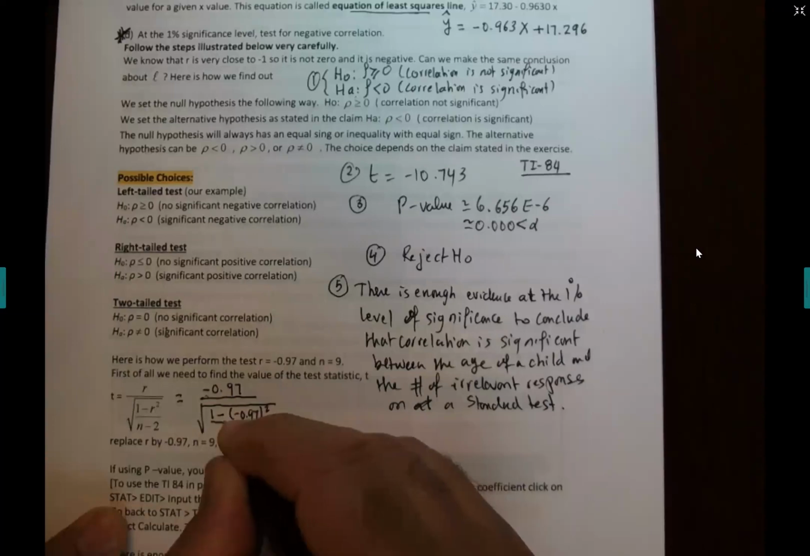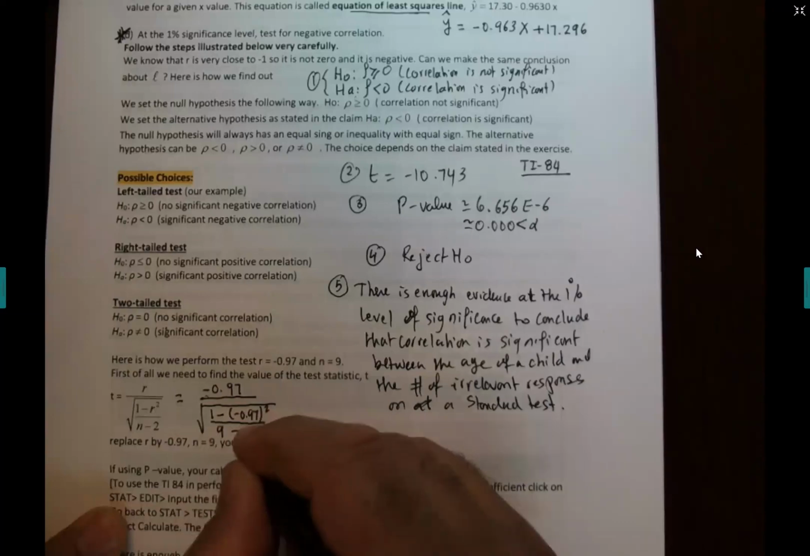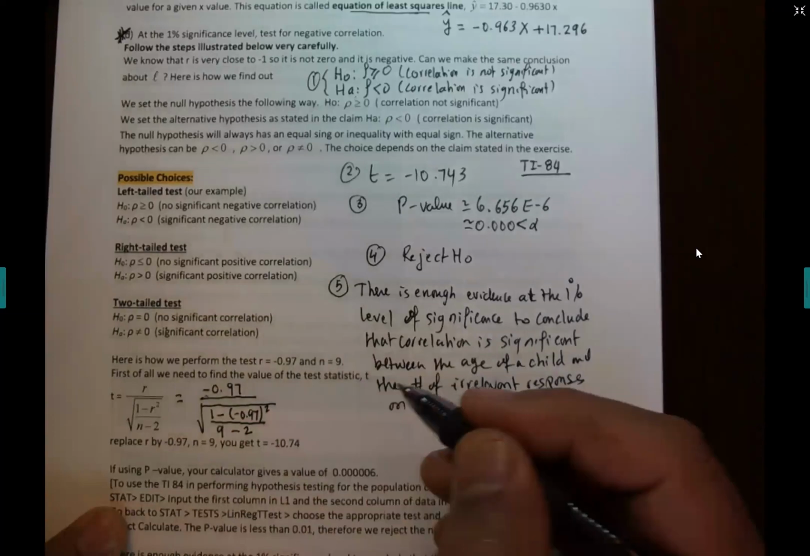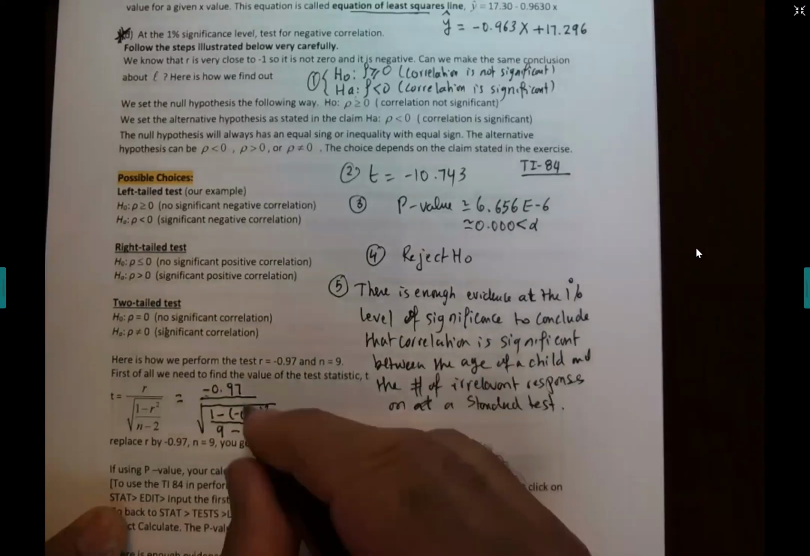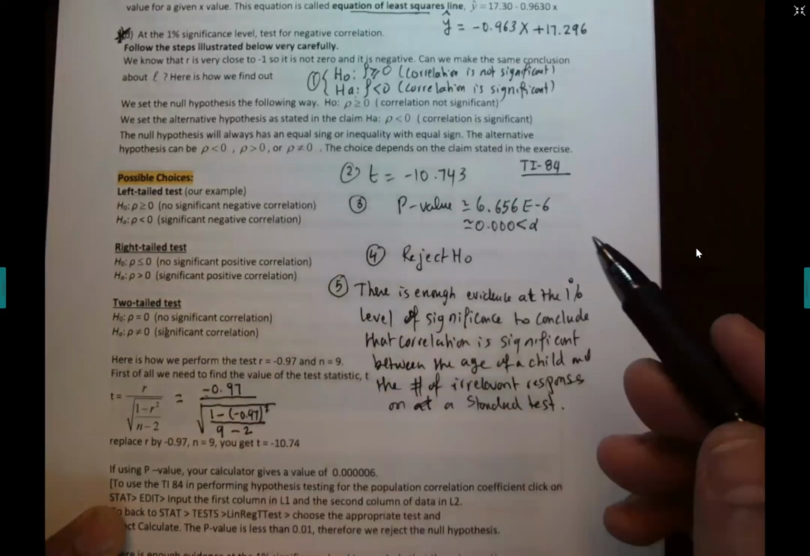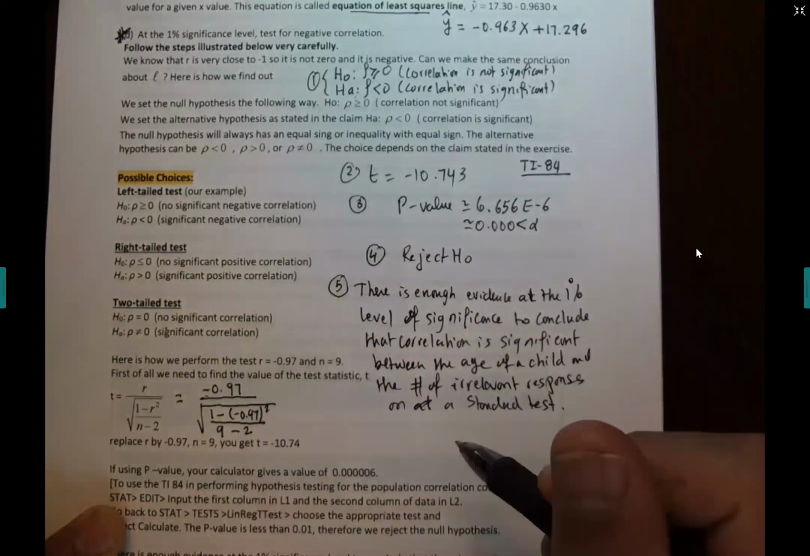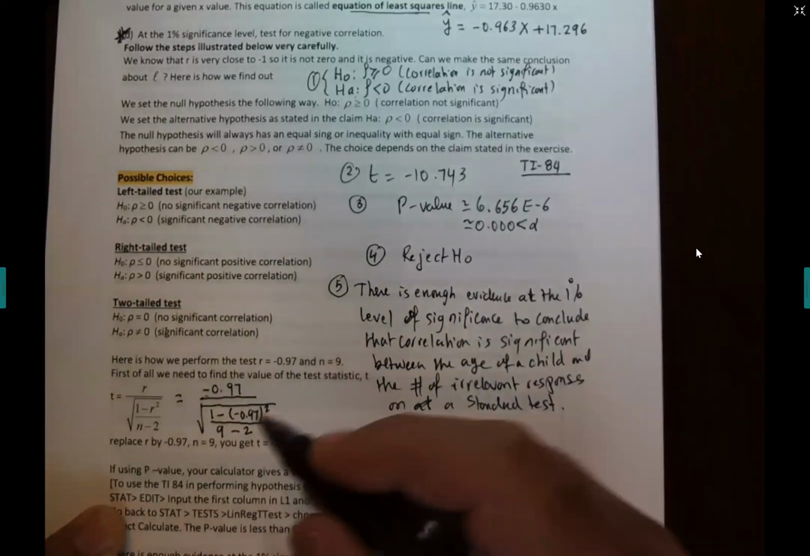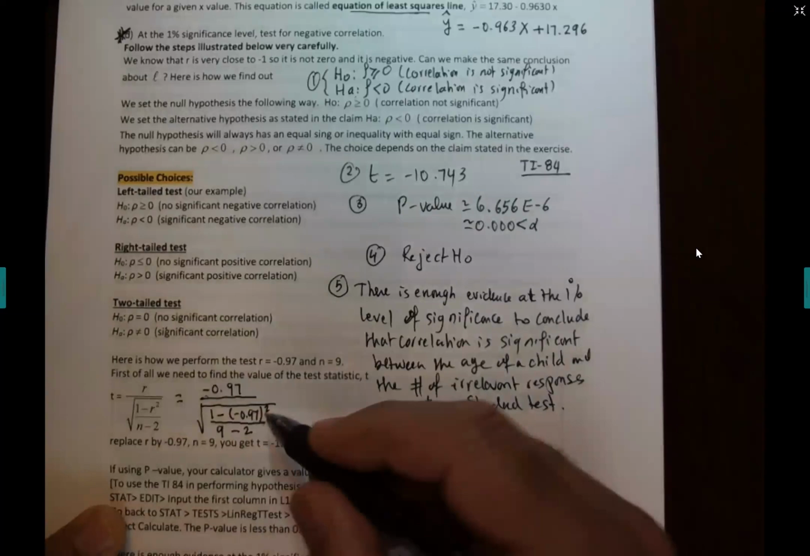N is how many children or how many in the study? There are 9, minus 2. And if you do the math, guys, you should get pretty much the same answer. It might be slightly different from this answer because you're rounding here, but it's okay. It will be different, but not by much. So this is another way to find the test statistic.